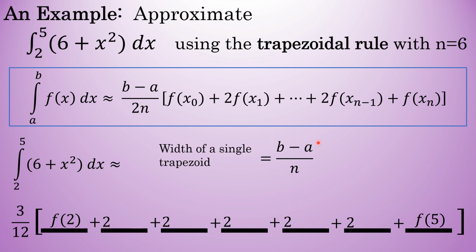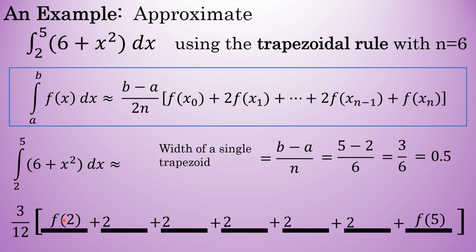You can find the width of a single trapezoid by just subtracting the beginning and end of the x values on the x-axis that you are finding the area of, in this case 5 minus 2, and then dividing by the number of trapezoids you're using, in this case 6. 5 minus 2 over 6 is 3/6, or 1/2, 0.5. So what that means is the width of each trapezoid is 0.5.